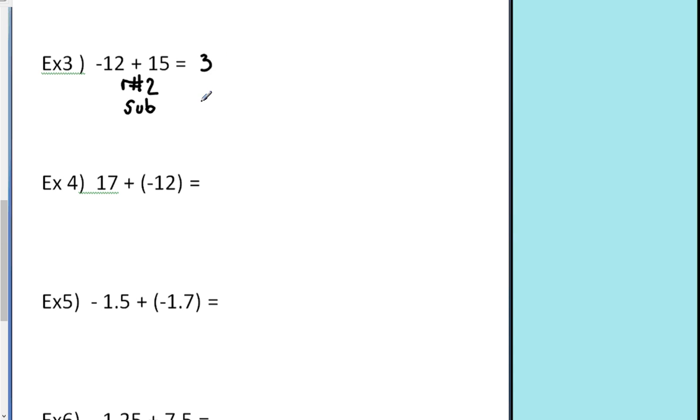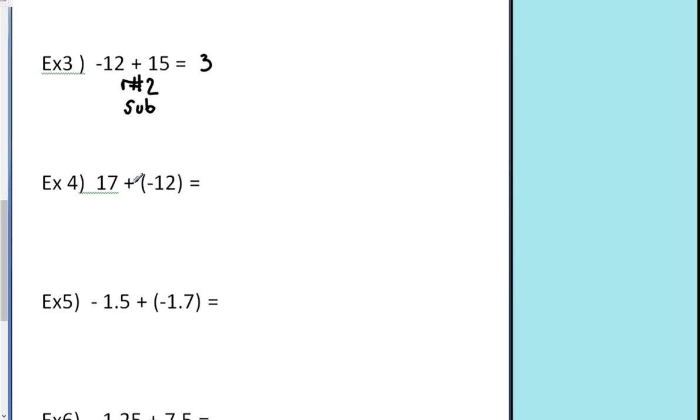And then this is the only hard part. Is my answer positive 3 or is my answer negative 3? Hopefully by now you can see that it's positive 3 because when I make my 0 pairs, I'd have 12 red chips and 15 yellow chips. When I make my 0 pairs, I would have leftover positive chips, so it's positive 3.